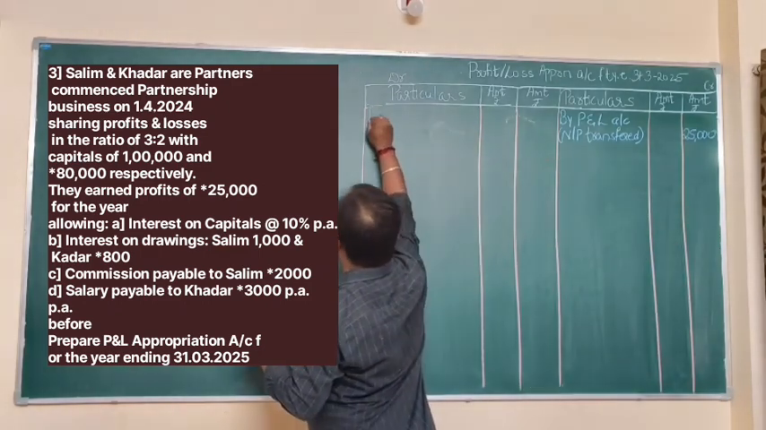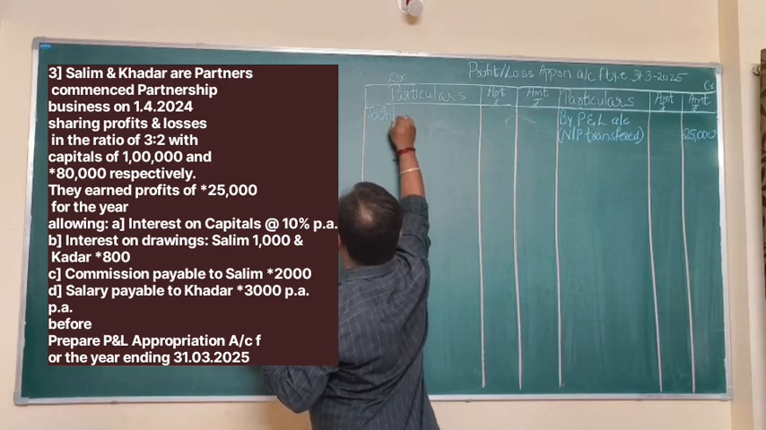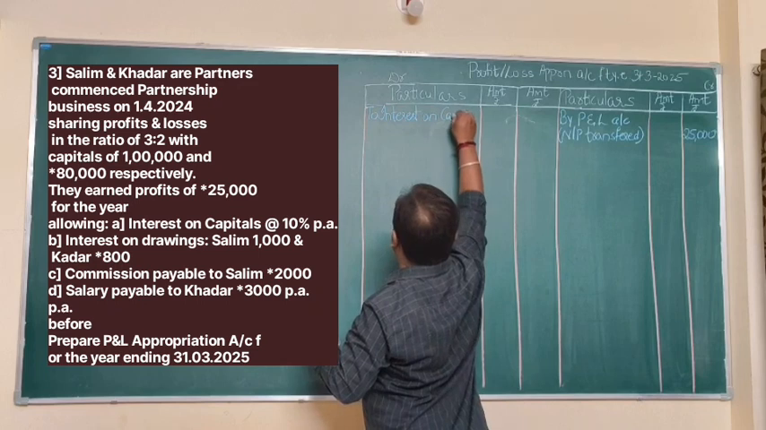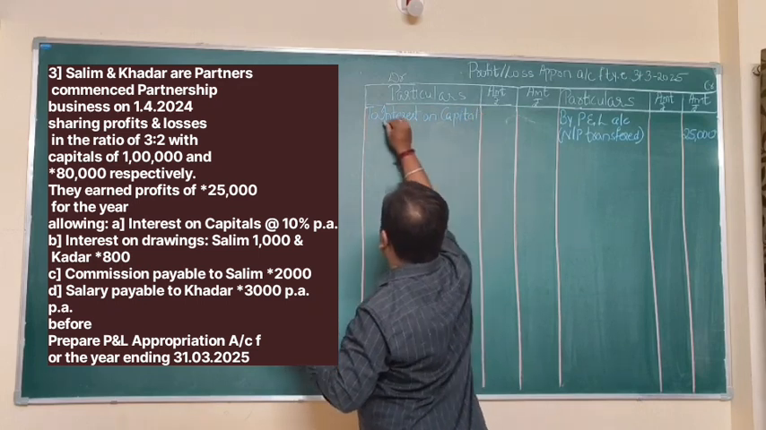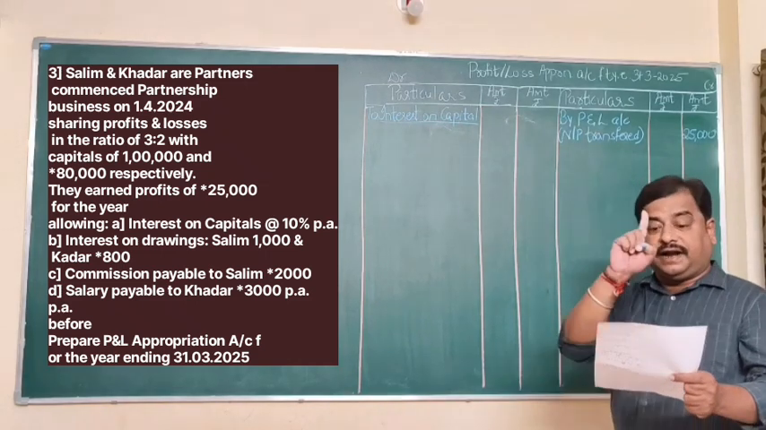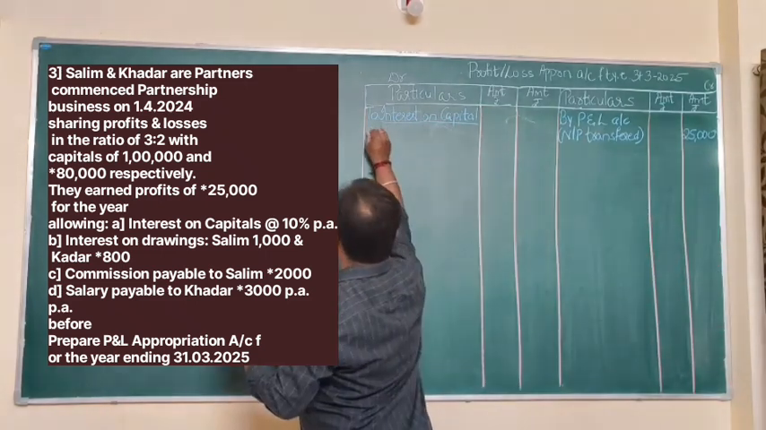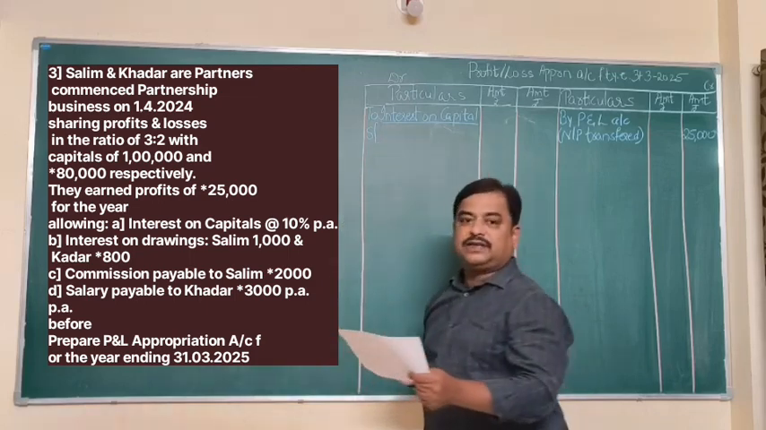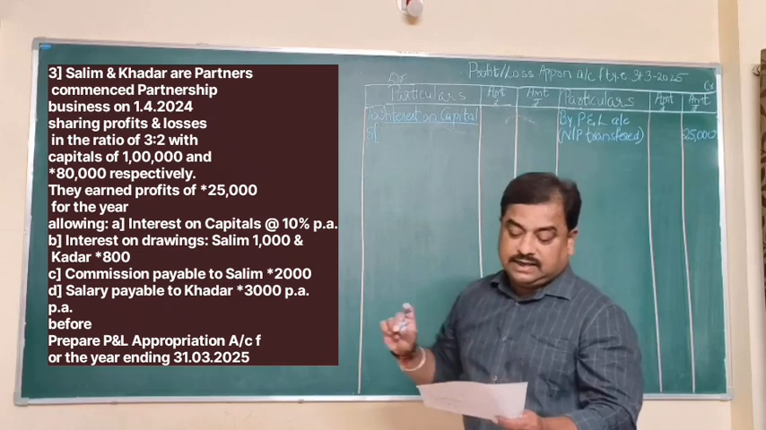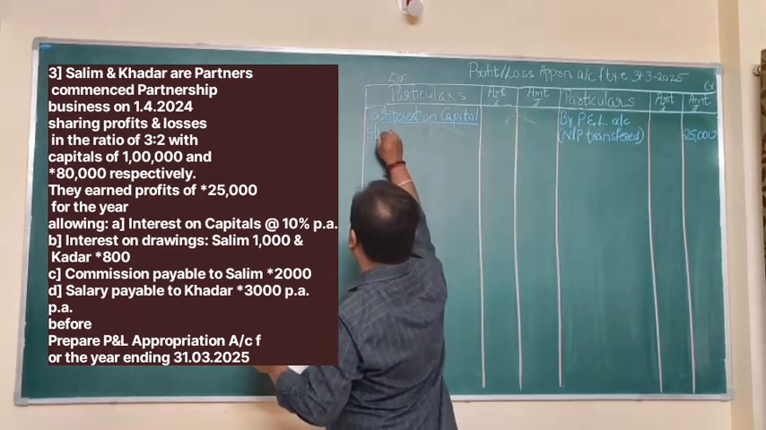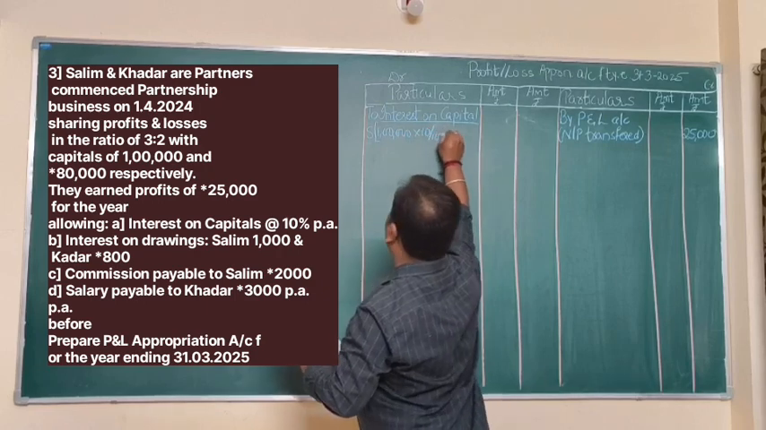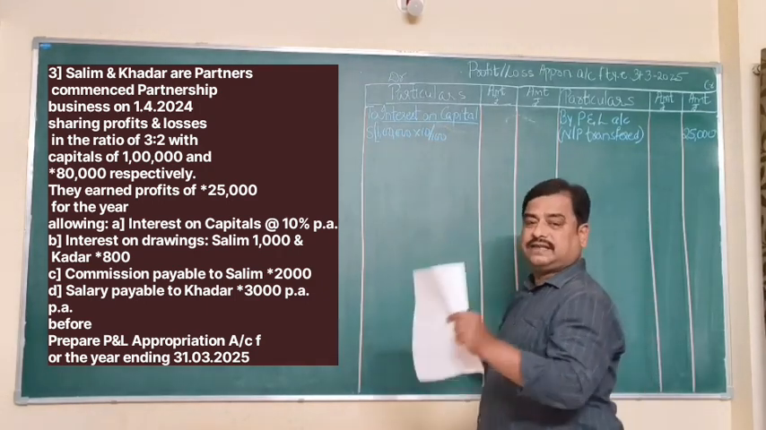So as it is, to interest on capital, underline this. What is the rate of interest here? 10%. So first, Salim, what is in the brackets? You have to show the calculation. This carries marks here. What is Salim's capital? 1 lakh. 1 lakh into 10/100, 10% under 100.